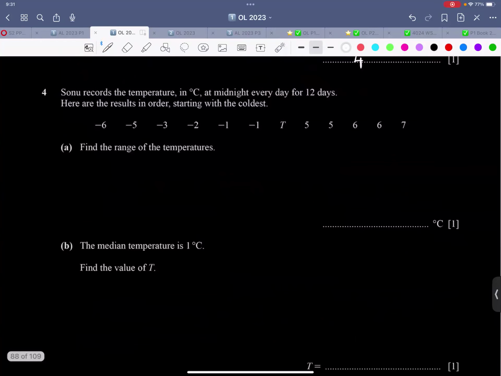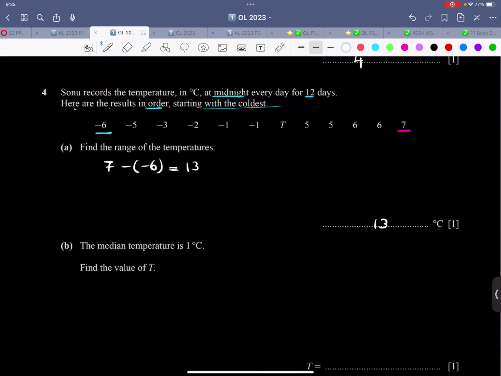Sonu records the temperature in degrees Celsius at midnight every day for 12 days. Here are the results in order, starting with the coldest. So coldest is the smallest number and hottest is the largest value, the positive value. Cold is negative, hot is positive, 0 is neither positive nor negative. Find the range of temperatures. The hottest one is 7. The coldest one is negative 6. So the difference is 7 minus negative 6, which comes out to be 13.